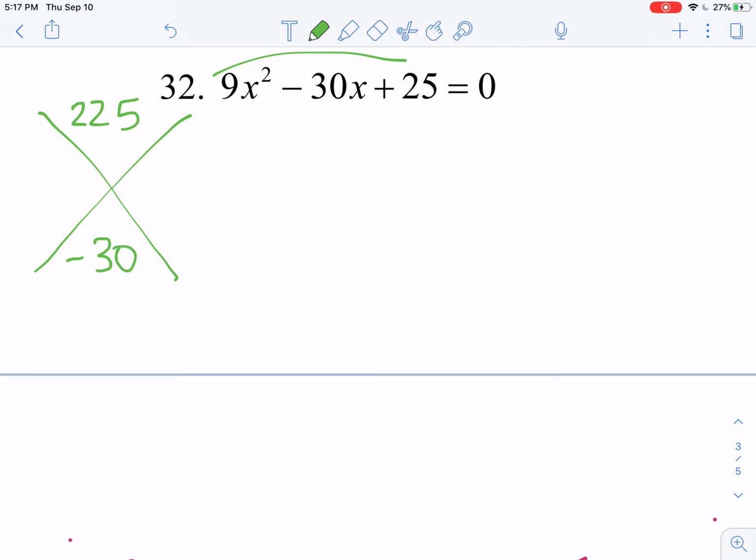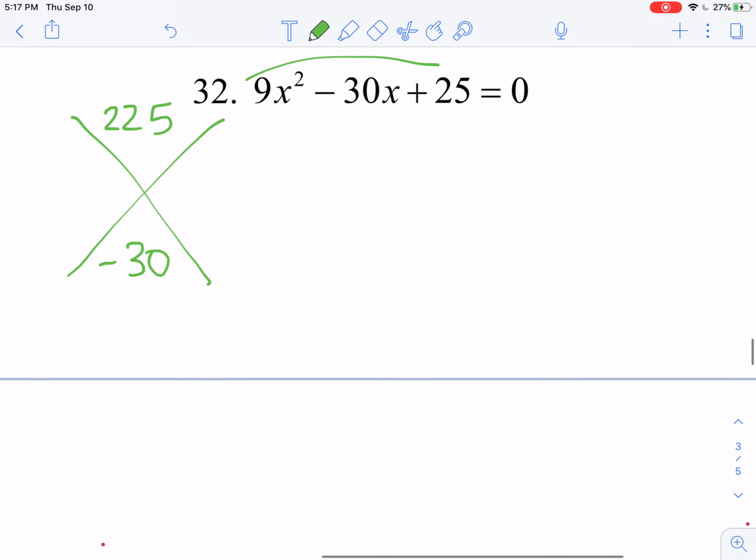Now, these are some big numbers, so if you don't want to spend a lot of time thinking about it, you could always just use the quadratic formula. But this one actually does factor. So two numbers that would multiply to 225 and add to negative 30 would be negative 15 and negative 15. 15 times 15 is 225. So negative times negative is positive. And then negative 15 plus negative 15 is negative 30.